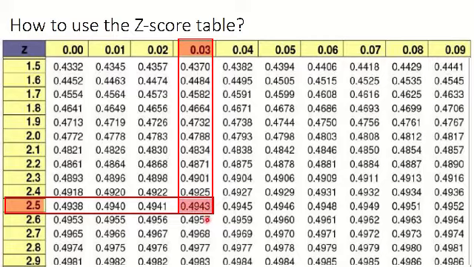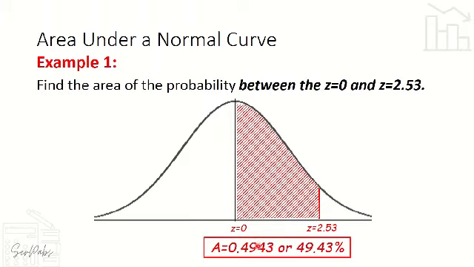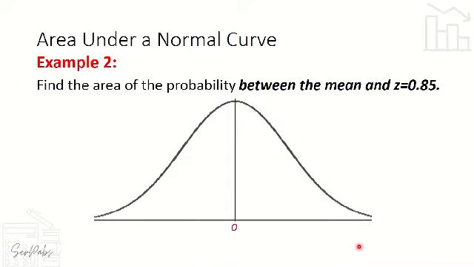So, therefore, the area between the mean and Z is equal to 2.53 is 0.4943. So, ito ngayon yung area natin. So, 0.4943 or 49.43%. Example number 2, find the area of the probability between the mean and 0.85.